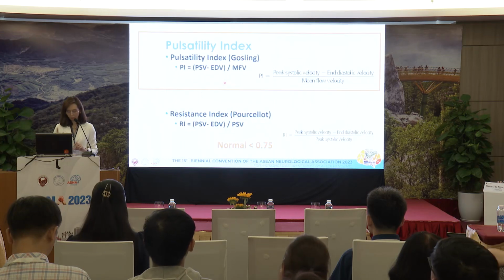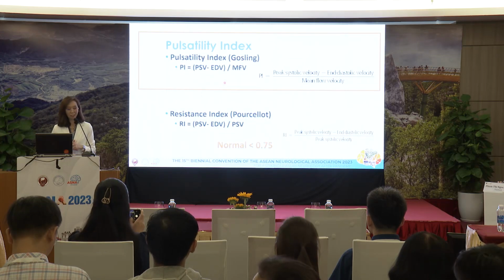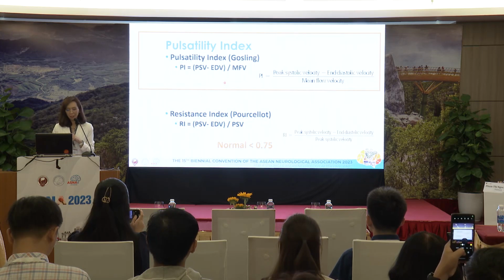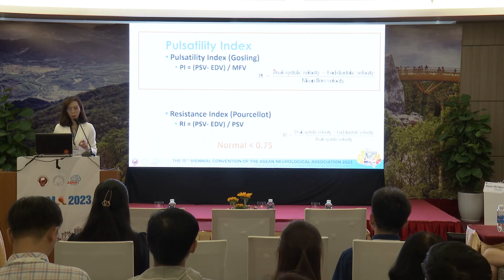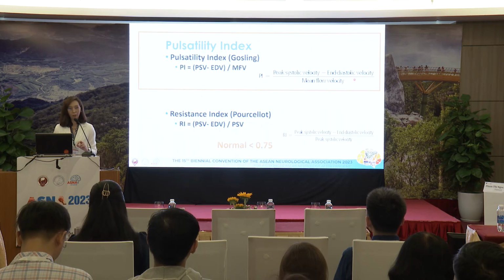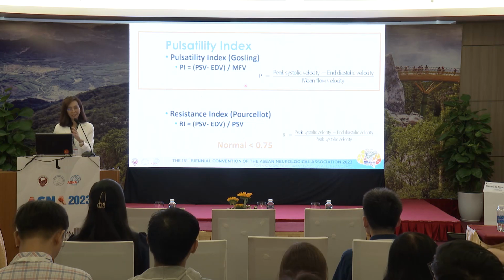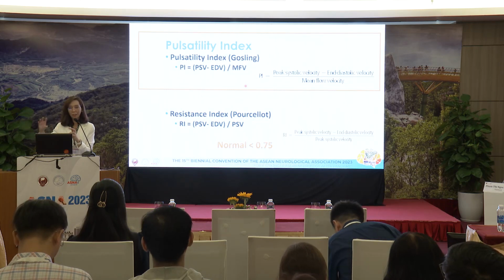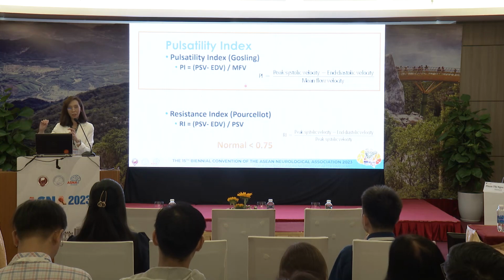Another important measurement is the pulsatility index. The pulsatility index is actually, when you do this equation, the difference between peak and end diastolic flow velocity. This actually determines the resistance at the further side of the insonation area. So if the resistance is high, the PI is going to be high. If the resistance is low, the PI is going to be low.